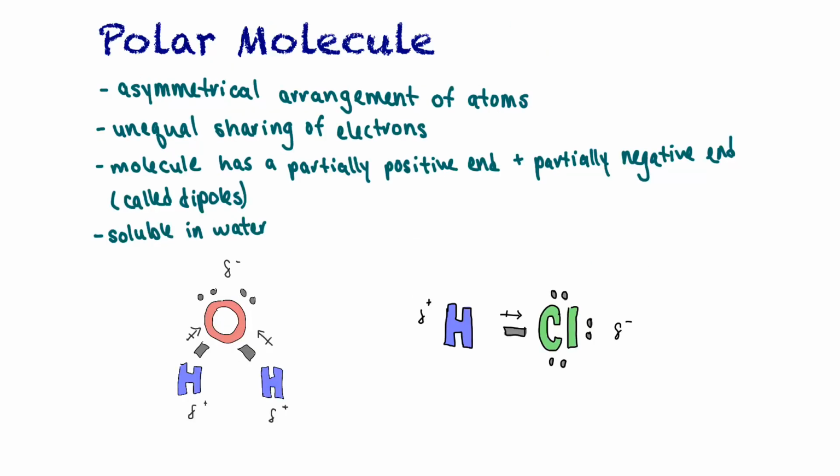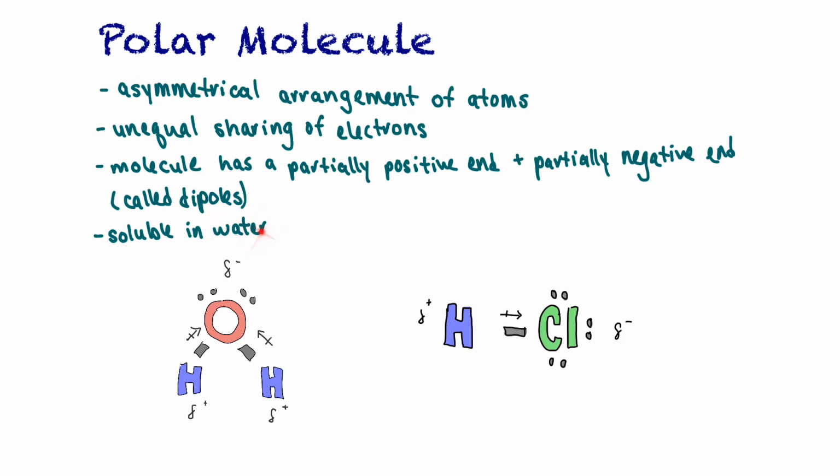Polar molecules, on the other hand, have an asymmetrical arrangement of atoms. Because of that, there's an unequal sharing of electrons or electron pairs, or there are lone electron pairs, and the molecule will end up with a partially positive end and a partially negative end. These are called dipoles. Polar molecules are soluble in water because of this unequal arrangement.